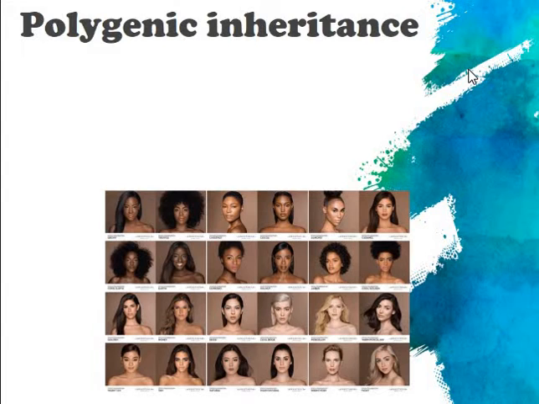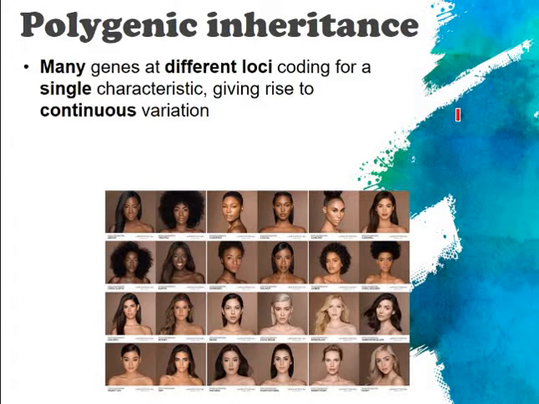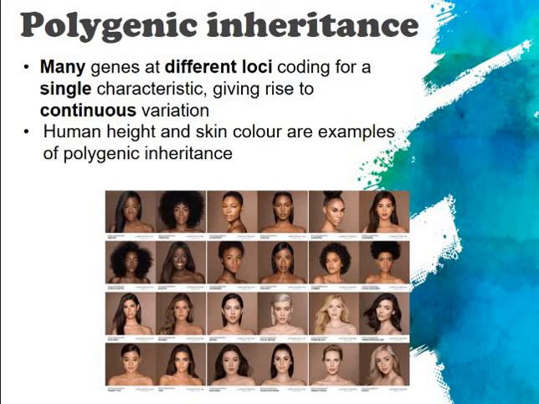Just to remind you, polygenic inheritance is when many genes at different loci, so different locations on the chromosome, code for a single characteristic, giving rise to continuous variation. This is usually a 3-marker question if they ask for this definition. Many genes at different loci coding for a single characteristic, giving rise to continuous variation. Human height and skin color are examples of polygenic inheritance.